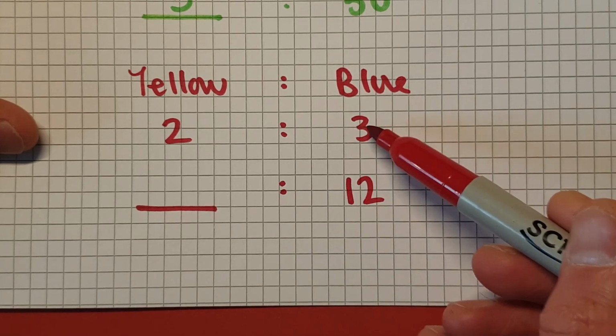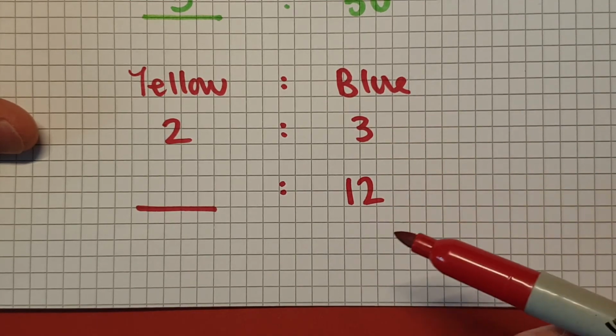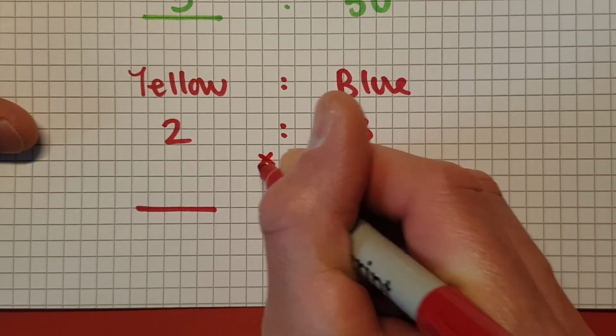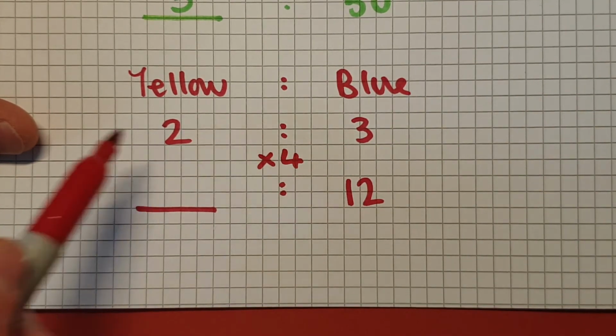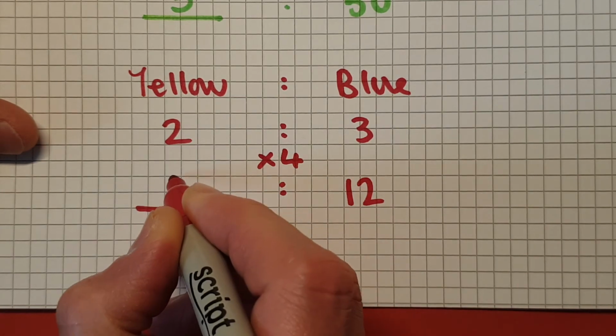So I've got to think, what would I times 3 by to make 12? Well, that's 4. 3 times 4 makes 12. And to get the same shade, we've also got to times the amount of yellow that we use. So 2 times 4 would be 8.